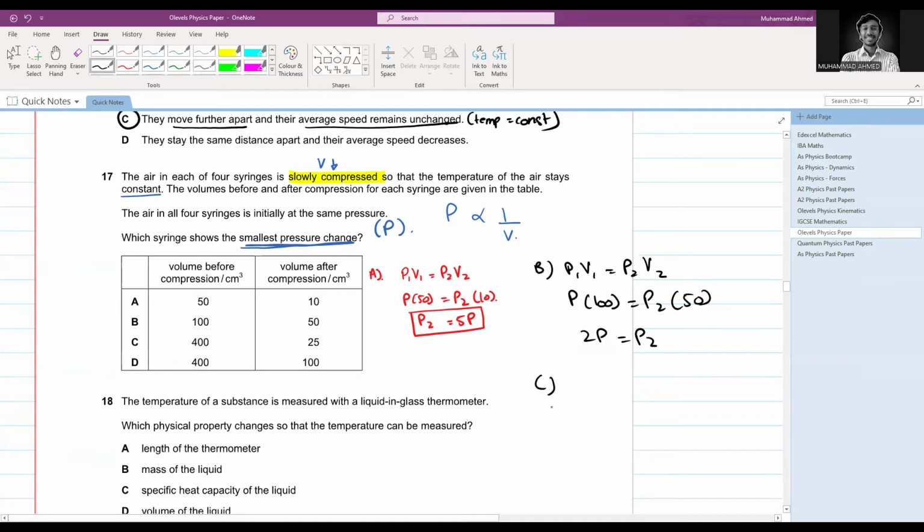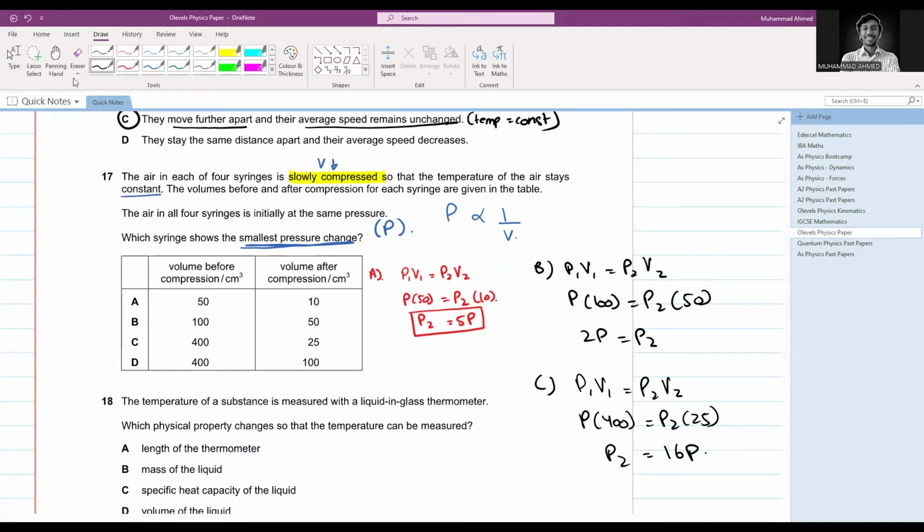Let's do it for part C. P1 V1 is equal to P2 V2. P1 is P. V1 is 400. P2 is unknown. V2 is 25. What does your pressure 2 come out to be? Pressure 2 is equal to 400 divided by 25. This comes out to be 16P.